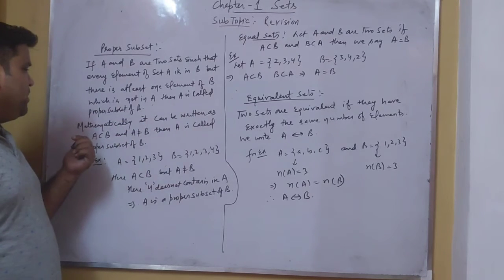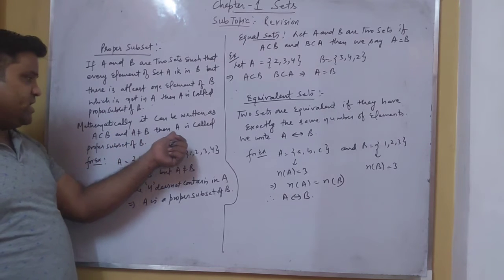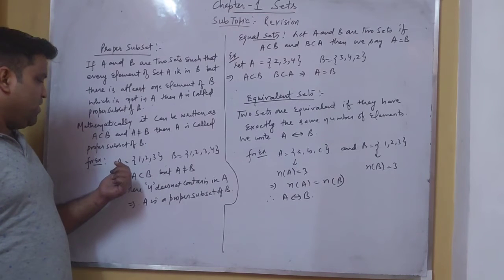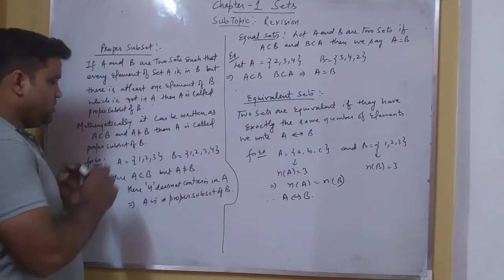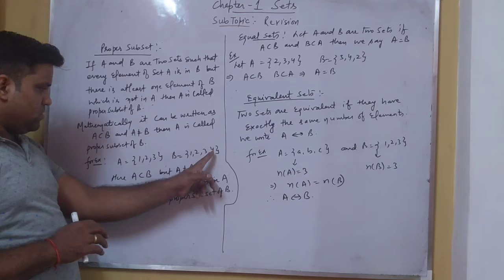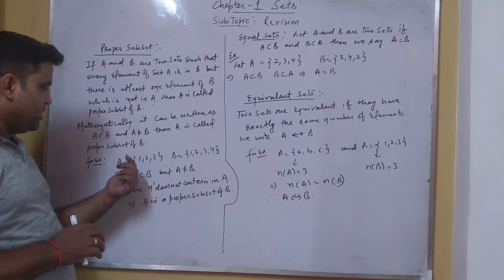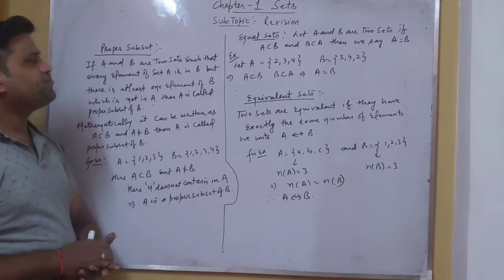Mathematically, it can be written as: A is a subset of B and A is not equal to B, then we can say that A is called the proper subset of B. Here we have an example. This is set A, this is set B. All elements of set A belong to set B. But here the 4, which is an element of set B, is not contained in set A. So in that case we can say that A is a proper subset of B.